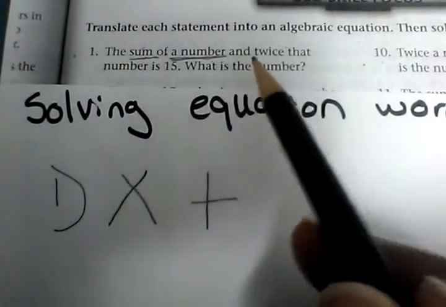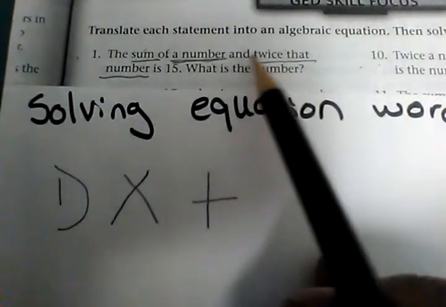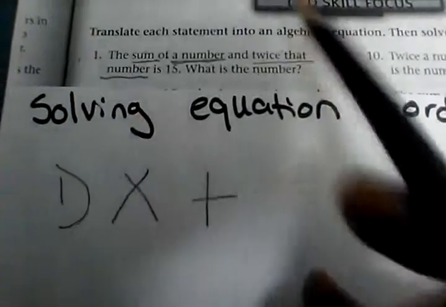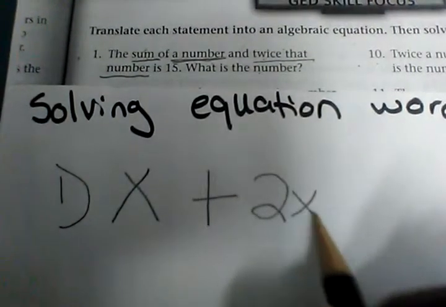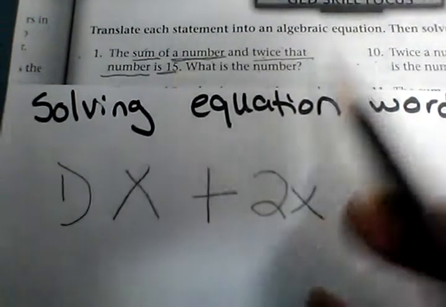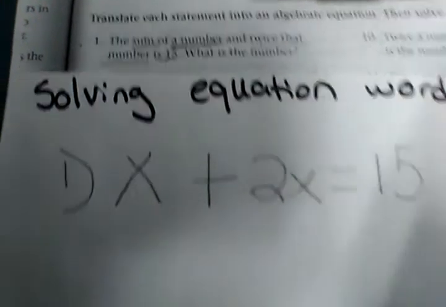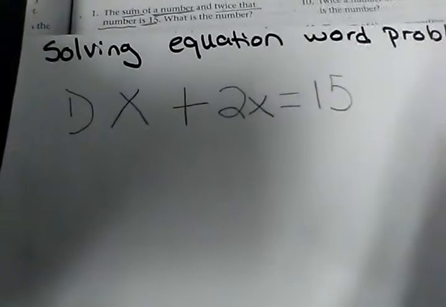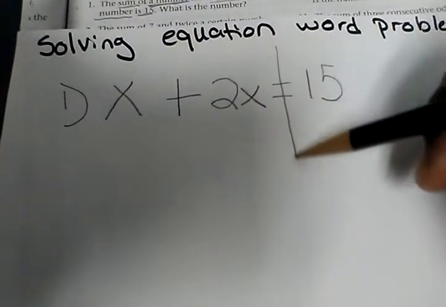Plus twice that number. We know the word twice means times 2. That number would mean the unknown number that we have. So that gives us 2x. And then is 15 means that that is equal to 15. So now we've set up the equation from that particular word problem. And we should be able to solve it because we've already talked about being able to solve equations.